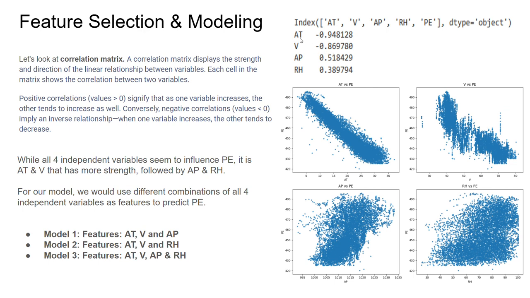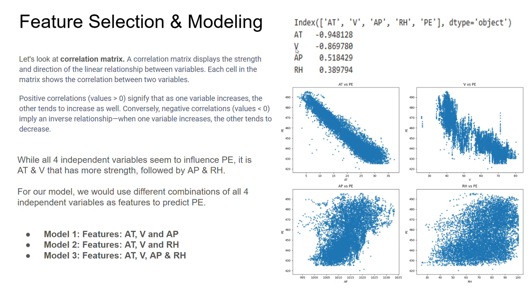It tells us ambient temperature to PE, the correlation is negative 0.94. What it tells us is it's a negative correlation and it is very close to 1, signifying it has a higher strength and the direction, meaning if the temperature increases, the power generation decreases. It has a negative correlation, inverse relationship to be precise.